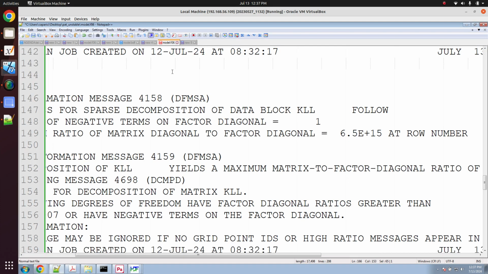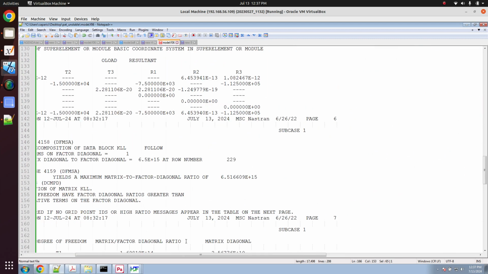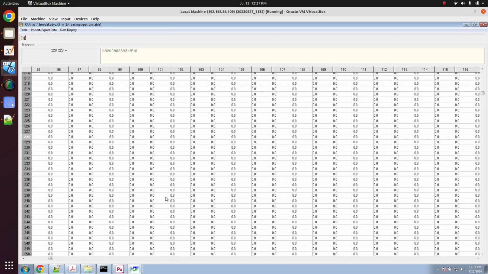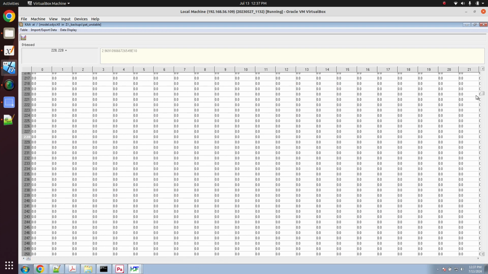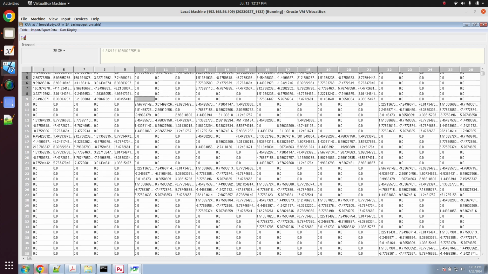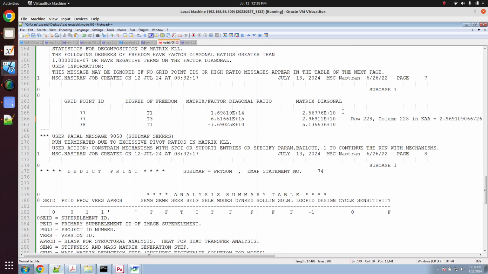And then here in the F06 file, we were told that the maximum diagonal to factor ratio happens in row number 229. So then I looked in the H5 file. Here, remember that the indices start with 0, so you have to offset. So here, instead of row 229, you're looking for row 228. So then we looked for row 228. We found that value. So that's the same value. What I wanted to do here was to prove to you that this matrix diagonal column or stiffness values come from the K matrix.